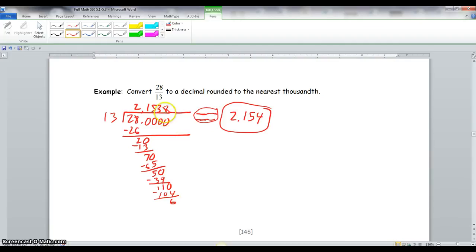We can stop here. Now we want to round to the nearest thousandths place. We look at the 10,000ths place. This 8 falls in between 5 to 9, so we will add 1 to this 3. So it'll be approximately 2.154. And that is the final answer for that problem.